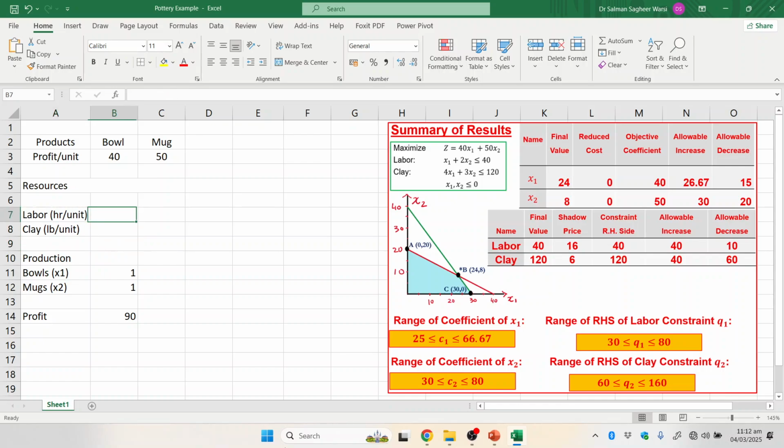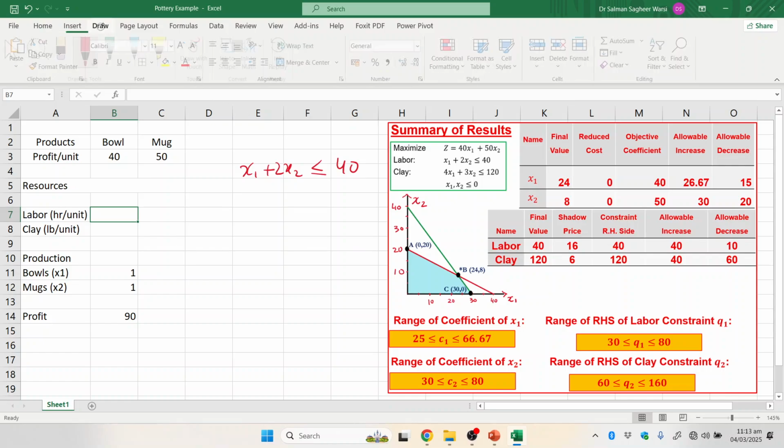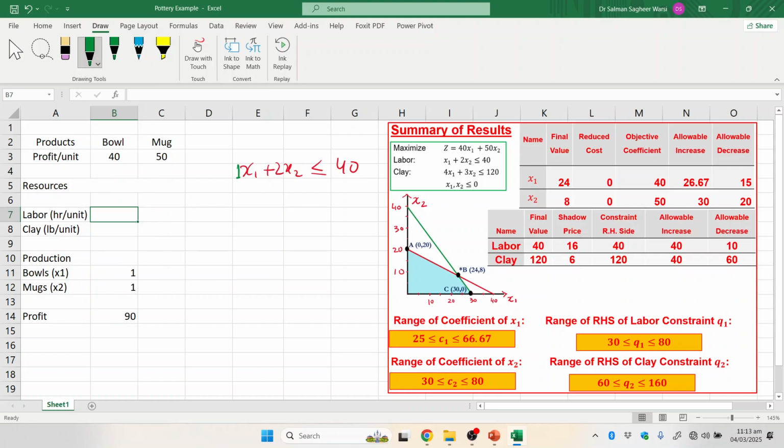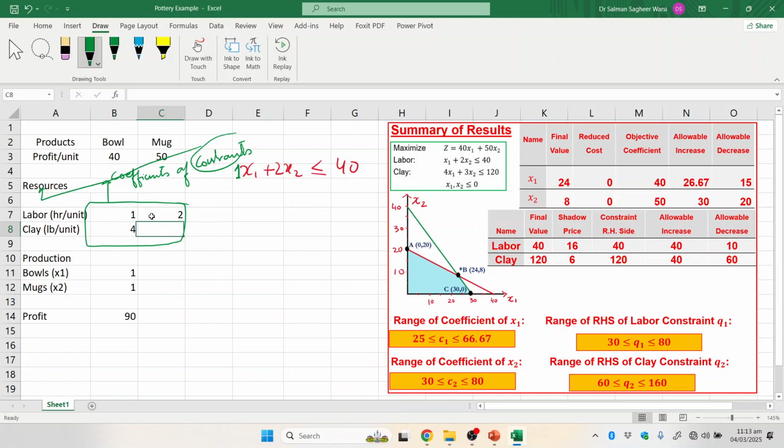Now the labor constraint, we see the labor constraint is x1 plus 2x2 less than or equal to 40. Now x1 plus 2x2 means that there is a 1 written with the x1, 1x1 plus 2x2. So in this labor row we will write 1, because these four cells are for the coefficients of the constraints, as we call them, the resources here. So labor has 1 and then it has 2. Then for clay we have 4 and we have 3.